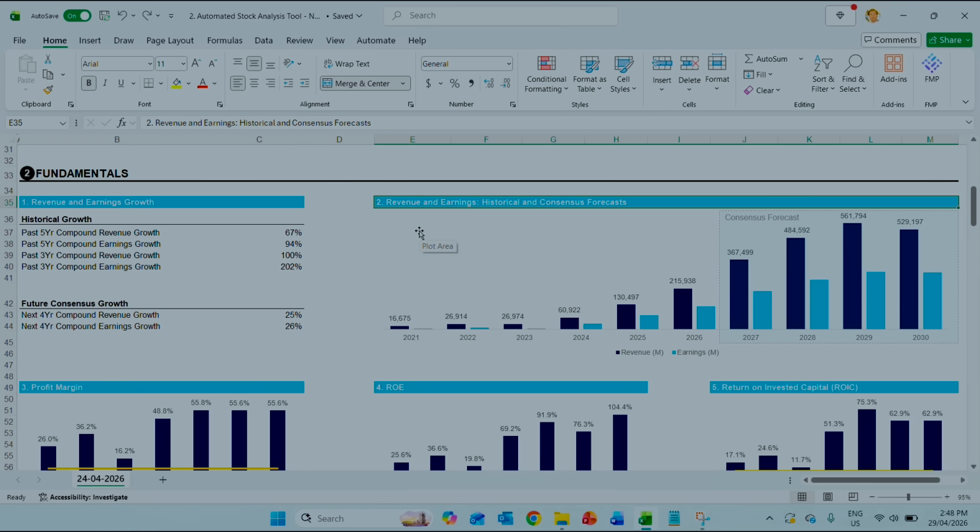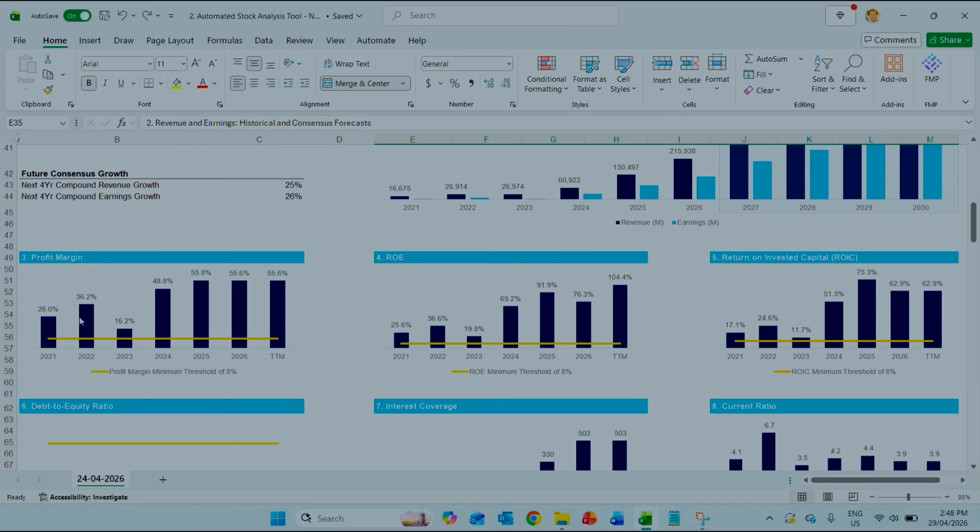Second building block of the fundamentals section, revenue and earnings. Historically, we can see in dark blue that the revenue goes up. I like to see that. Same thing for the profit. Great. So that's the historical part. That's the consensus forecast. Okay, very good.